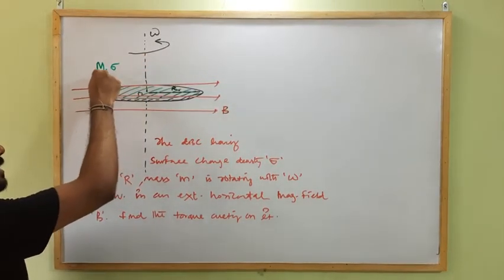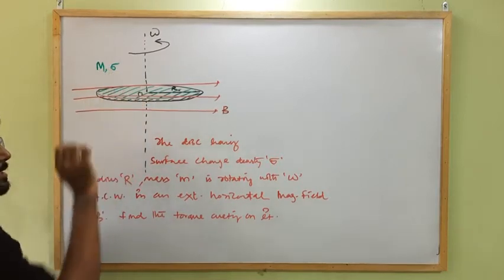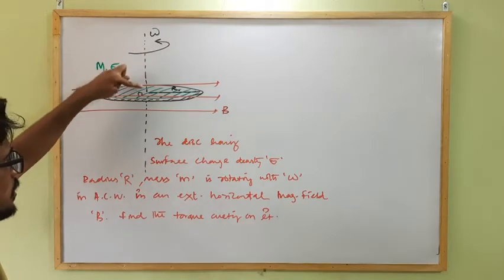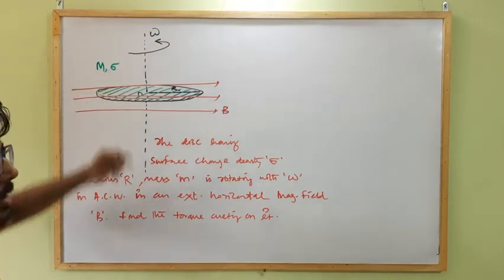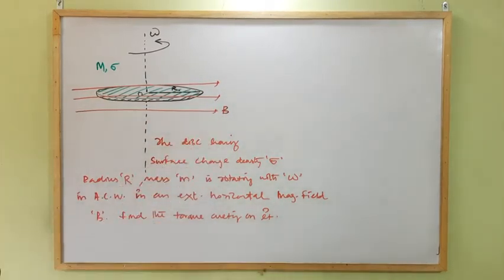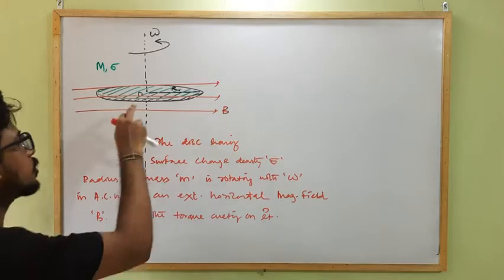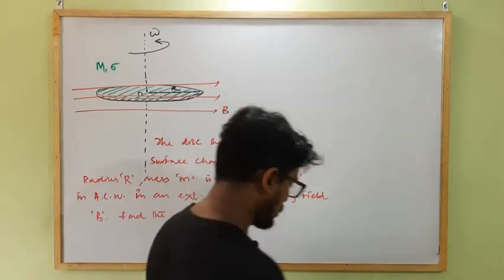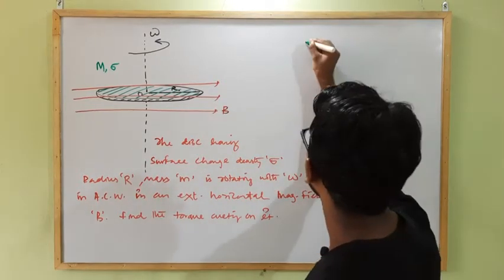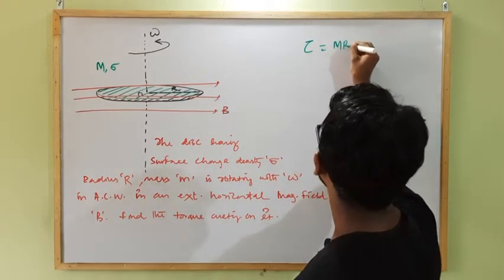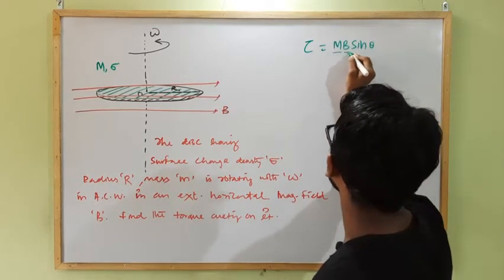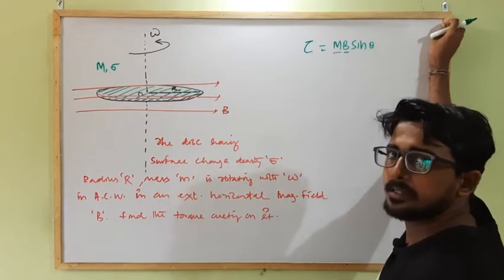Mass of the disc is m, sigma is the surface charge density, and r is the radius of the disc, which is rotating about the axis passing through its center of mass perpendicular to its plane, in an external magnetic field acting horizontally of strength B. So now we have to find out the torque acting on this disc. As we know, the torque acting on the disc is given by the formula tau equal to m B sin theta, where theta is the angle between the magnetic dipole moment and the magnetic field strength.